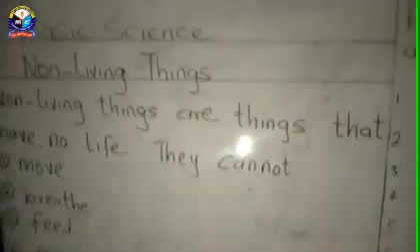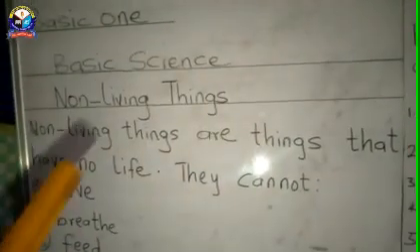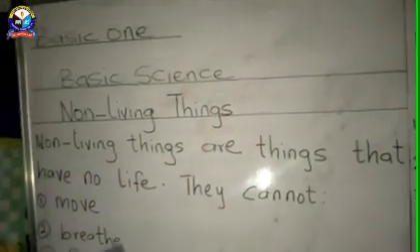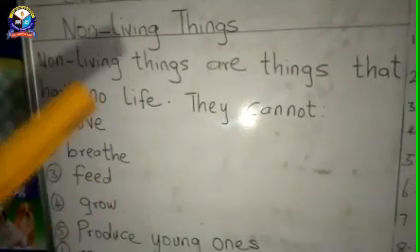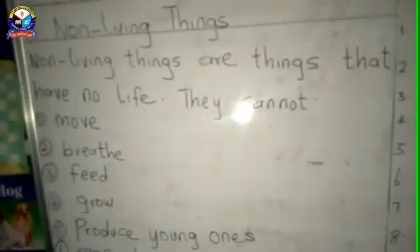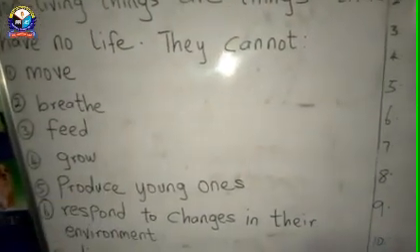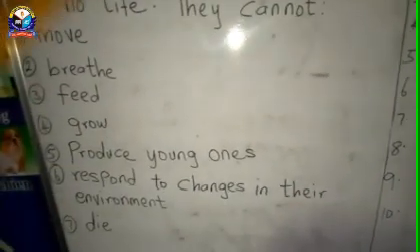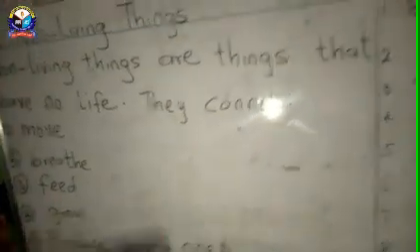In our previous lesson, we said living things have life and they can move. The same thing, non-living things cannot move. They cannot breathe. They cannot feed. They cannot grow. They cannot produce young ones. They cannot respond to the changes in their environment and they cannot die. So those are the characteristics of non-living things.